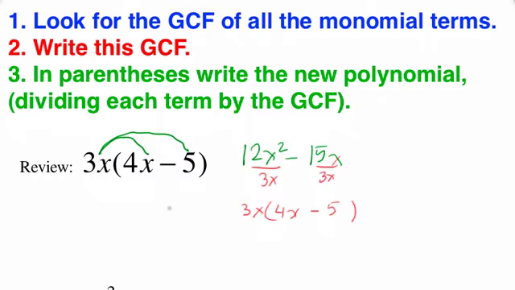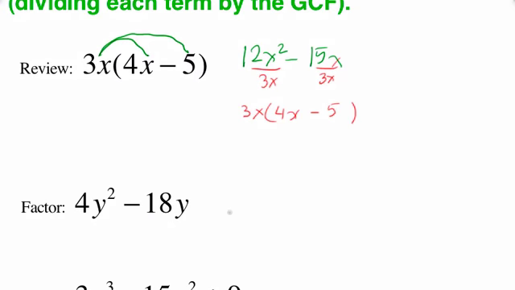So now we're going to start off with actual factoring problems. We're going to first try to identify the GCF, and I try to segregate my thinking. So what's the GCF of 4 and 18? That's going to be a 2. What's the GCF of y squared and y? That's going to be a y. So 2y times some quantity. 2y divided into 4y squared is a 2y, and 2y divided into negative 18y is a negative 9.